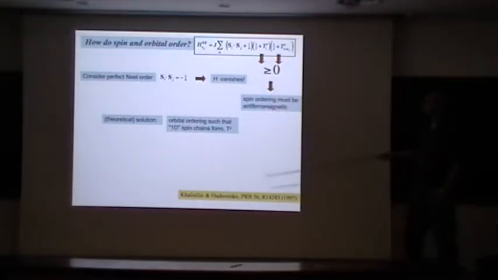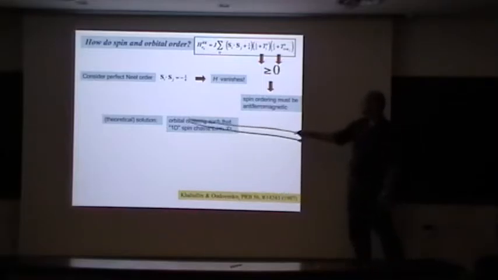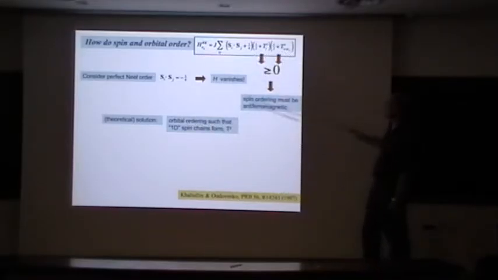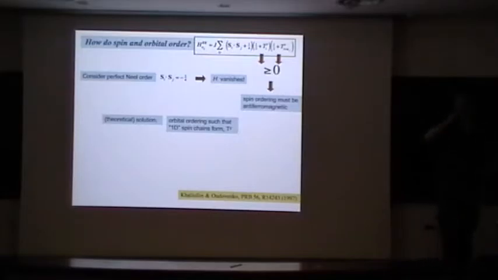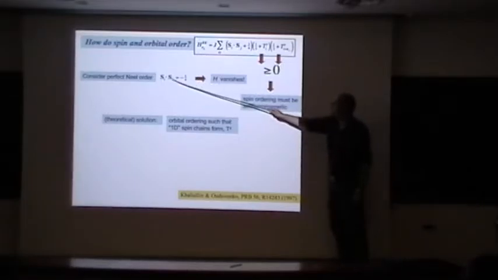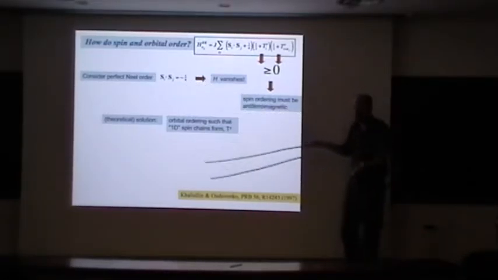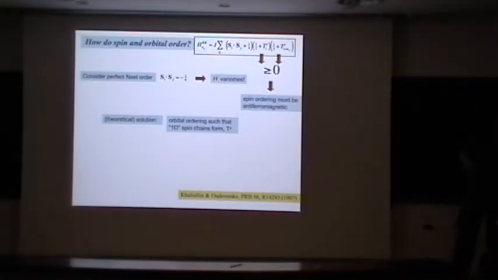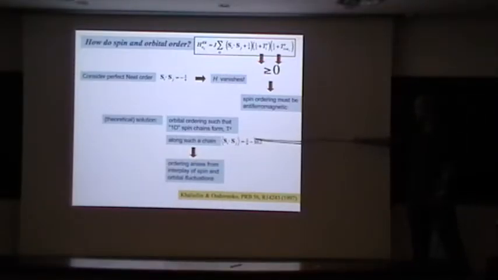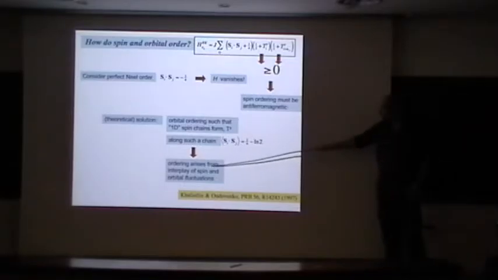So what the solution is, or at least the theoretical solution is, that you get an orbital ordering of these T's in such a way that you form kind of pseudo one-dimensional spin chains. So you get a lot of fluctuations in these one-dimensional chains that form spontaneously. And these fluctuations push this S_i dot S_j from -1/4 to something lower, and therefore you can gain energy. Again, these fluctuations, now spin fluctuations, drive the ordering of both the orbitals and the spins. So along such a chain, this exact expression, and again, the ordering arises from interplay of spin and orbital fluctuations.